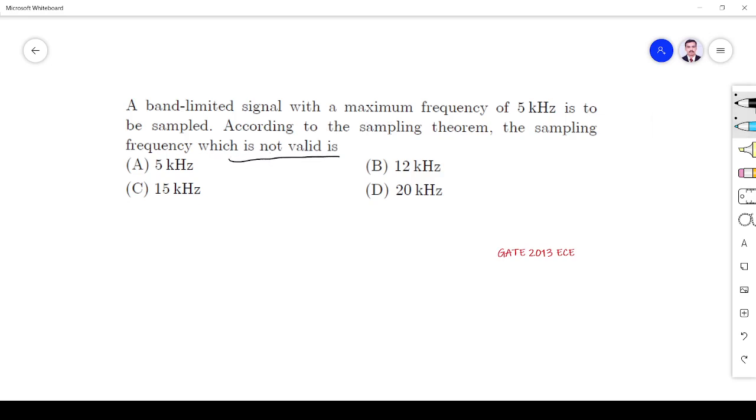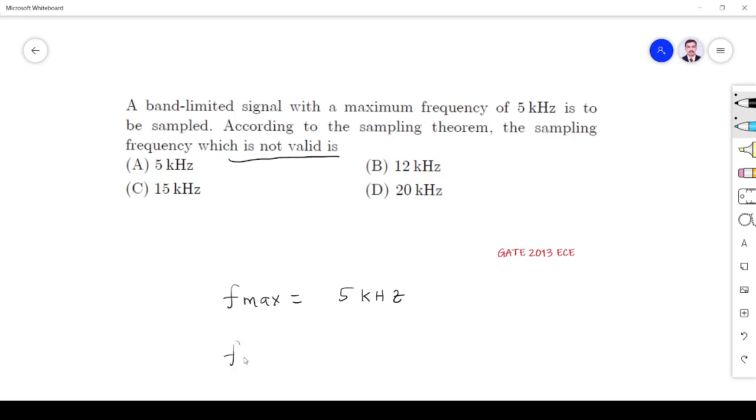Okay. So what they have given is, the signal is having a maximum frequency of 5 kHz. Right? So we have to follow sampling theorem and the sampling frequency which is not valid. So we have to find the sampling frequency. From that we have to find the one which is not valid.